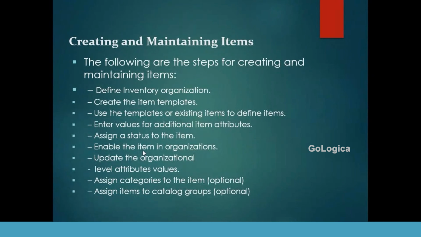So what we'll do basically, we'll first define the inventory organization, we'll create the item templates, then we use the templates to define the items. These templates are nothing but your ATO item or PTO item, right? And then we'll assign a status to it, whether it's active or inactive. Then what organizations we want to enable them in, and transactable attributes we'll assign. Then there are the item level attributes, and these are categories, which are nothing but properties you will assign to the items, right? It's optional.